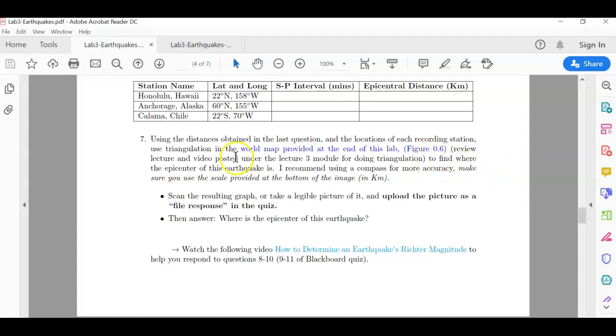So in order to do this triangulation, I would recommend that you review the lecture and also review the video that I posted under the Lecture 3 module for doing triangulation. Triangulation is done to find where the epicenter of the earthquakes are. So let me take you to that.